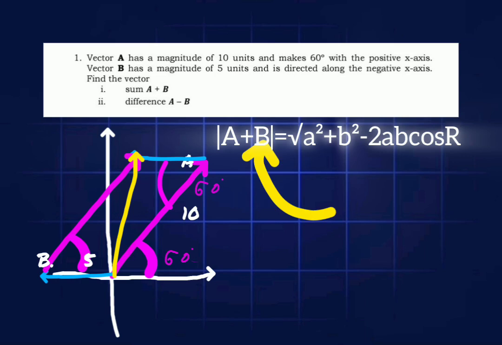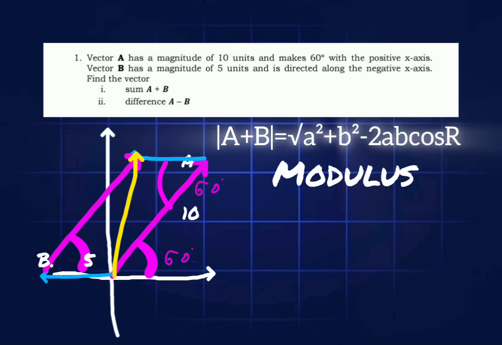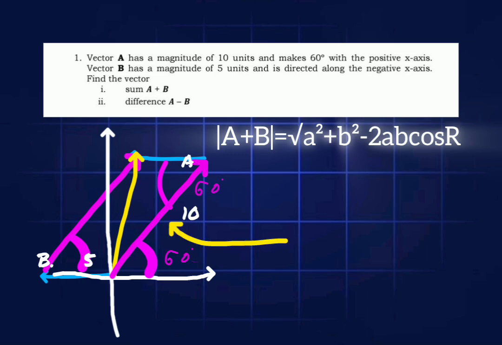If you look at A plus B, it's like two straight lines, so we need the modulus, also known as the length of that line. That is equal to the square root of a squared plus b squared minus 2ab cosine R. I deliberately used small letter a to represent the length of vector A and small letter b to represent the length of vector B. And cos R just means the angle opposite to the resultant, the modulus of A plus B. Now let's replace those values.